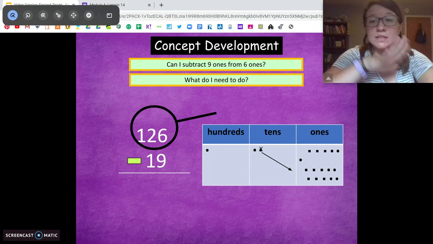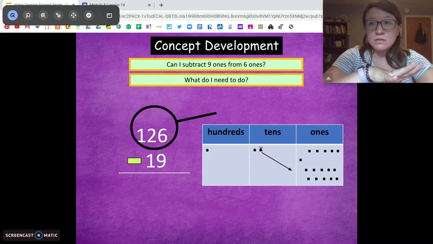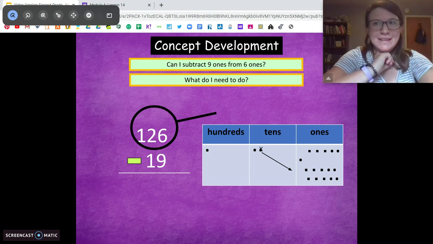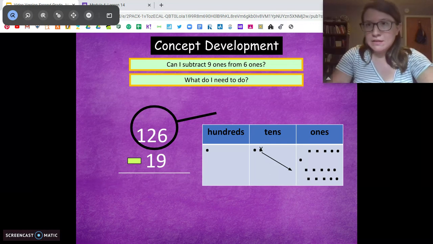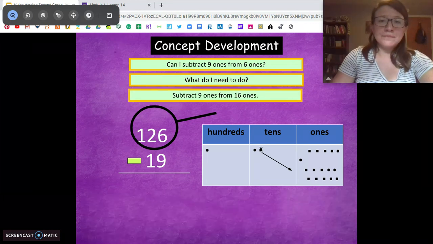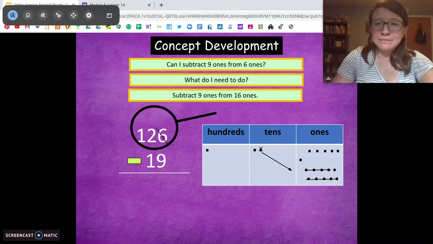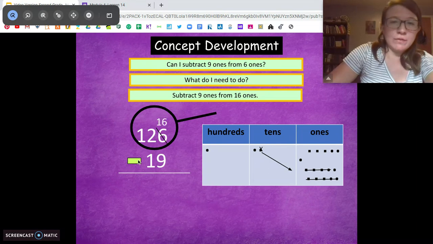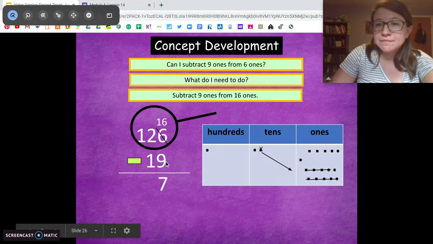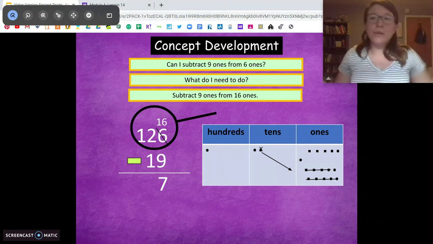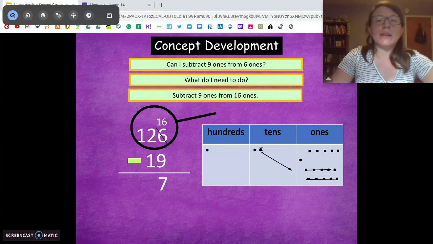Now, how many ones do I have now? Yeah, I have 16 ones. Can I take 9 from 16? Yeah. So I'm going to take those 9 away. And I'm going to change it over here, just like I did on here. 16 minus 9. How many do I have left? 7. Perfect. You're just doing the same thing. We just have that extra column in there.